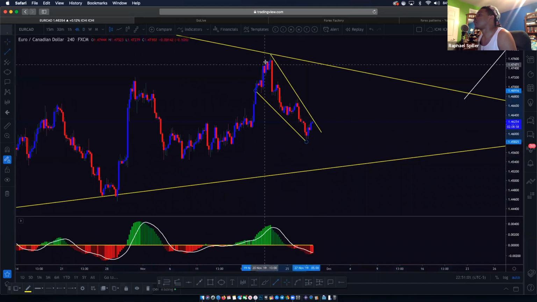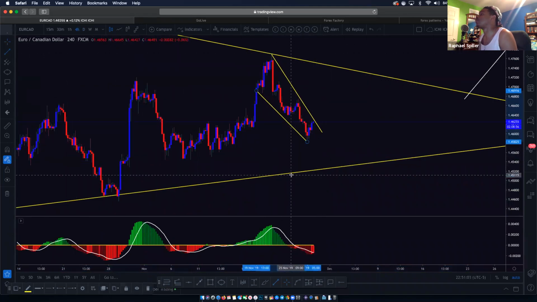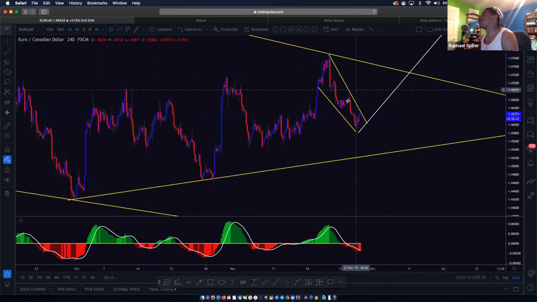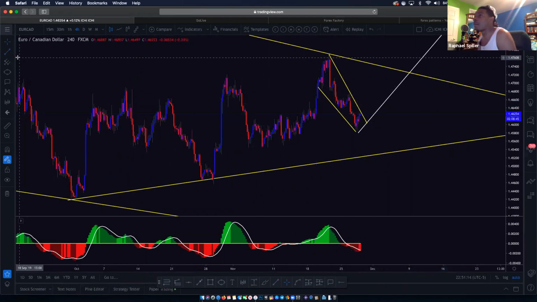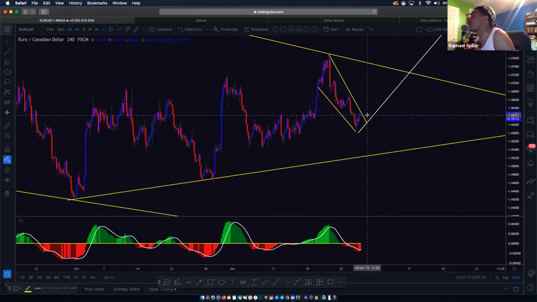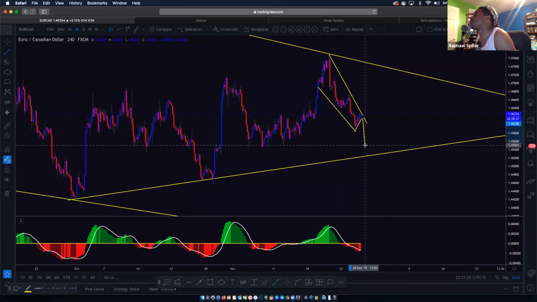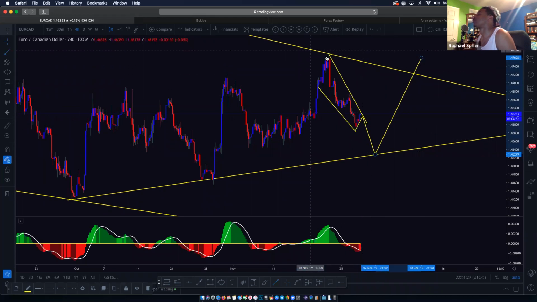But actually, to be honest, I'm seeing this bullish flag happening right here. So we might actually get this up move. It looks like a good buy. But what might happen is it might go ahead and drop again all the way down here before buying. That's what I see off Euro CAD.